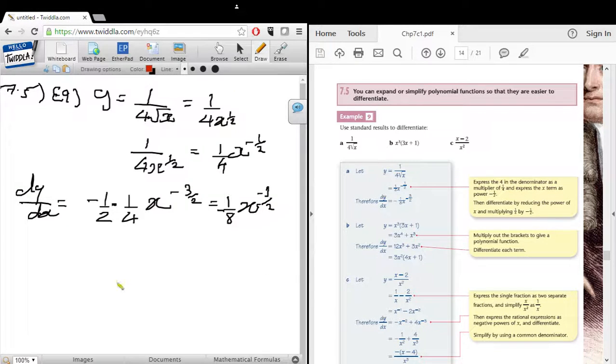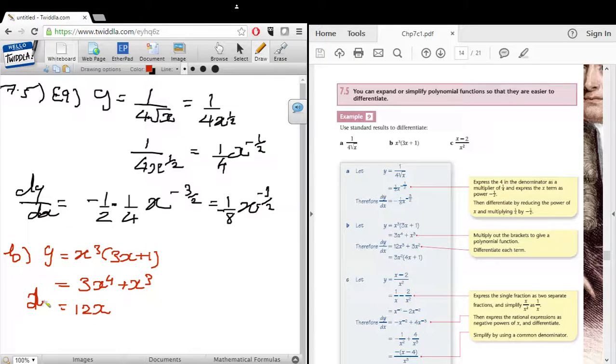And likewise for b, we'll just do b quickly while we're still here. y equals x cubed (3x plus 1). Let's expand: 3x to the power of 4 plus x^3, so 12x^3 plus 3x^2, so dy/dx equals 12x^3 plus 3x^2.